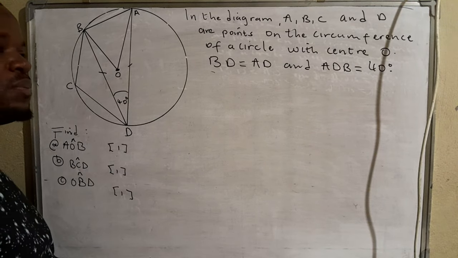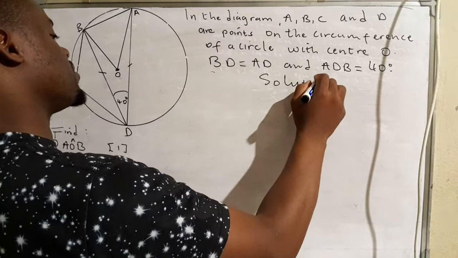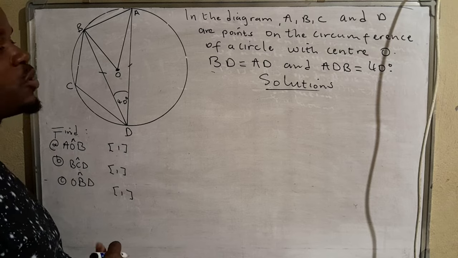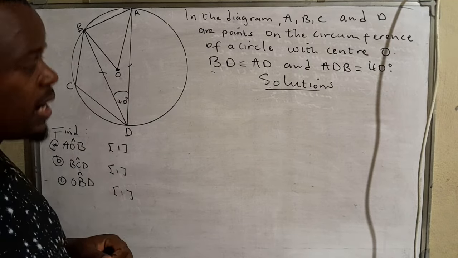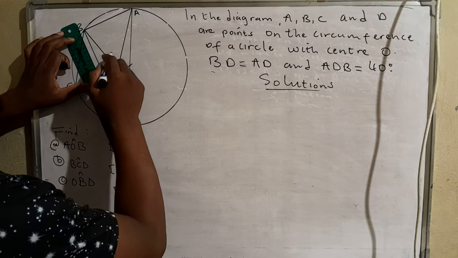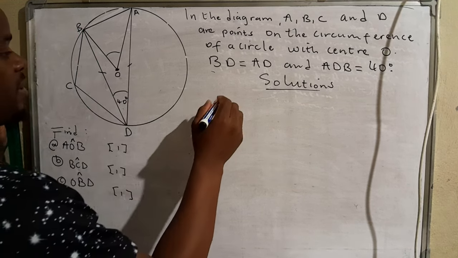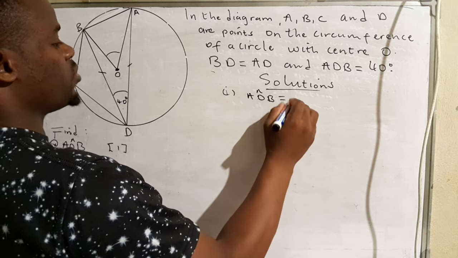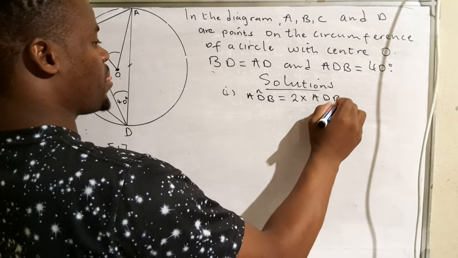AOB. So here we will simply be applying the theorems. So we indicate here that we're finding solutions. This angle, which is at the center, is actually twice the angle which is on the circumference. So that's the first theorem: the angle at the center is twice the angle on the circumference. So we're going to say, number one, AOB is equal to 2 times ADB.